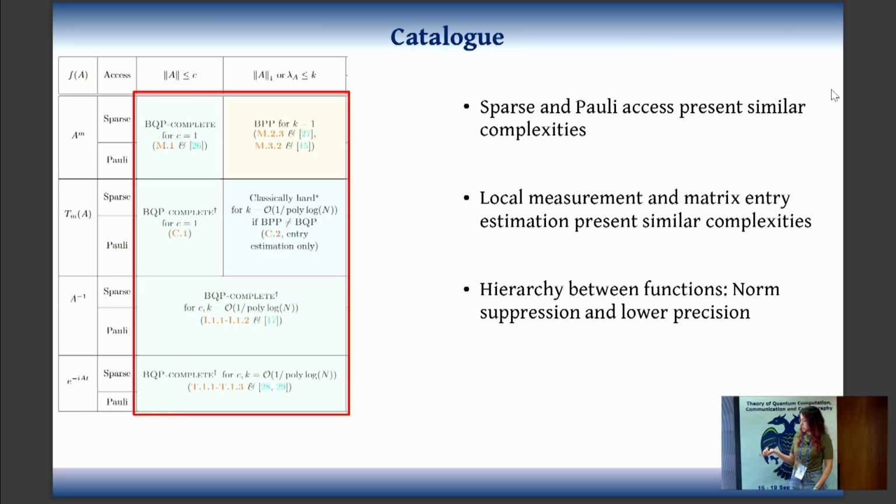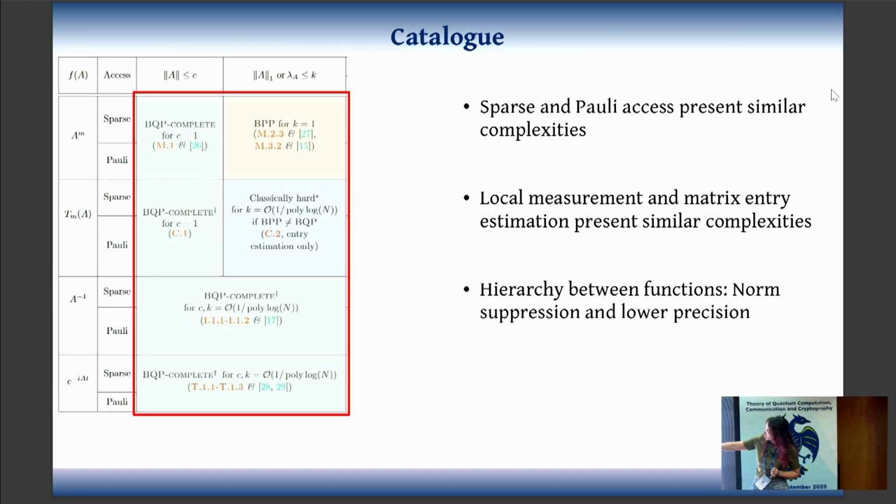And more interestingly, there is a hierarchy between these functions that we considered. So if we suppress the norm of the monomial function, for instance, this problem already becomes classically easy. If we consider a reduced set of matrices, the problem is already easy for classical computers. While for all the other functions, this is not true. We can actually strongly suppress the norm.